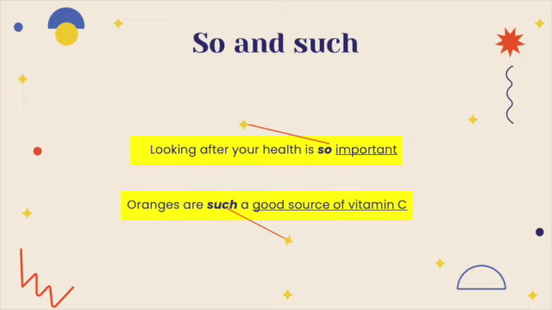Again, let's look at what we have in the sentence. We have oranges and also vitamin C as the nouns. However, oranges is the subject, and vitamin C is the object of the sentence. And I also underline "a good source of vitamin C". You may think of "a" as the article, right? So "such" follows article and also adjective. Maybe we can discuss it later.